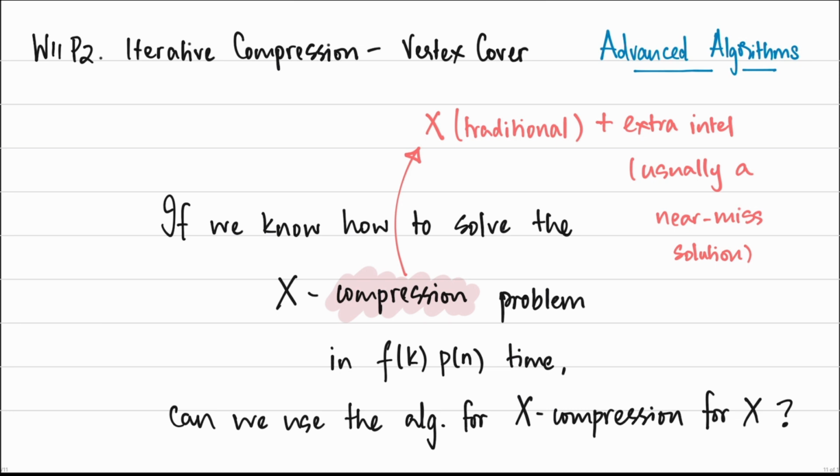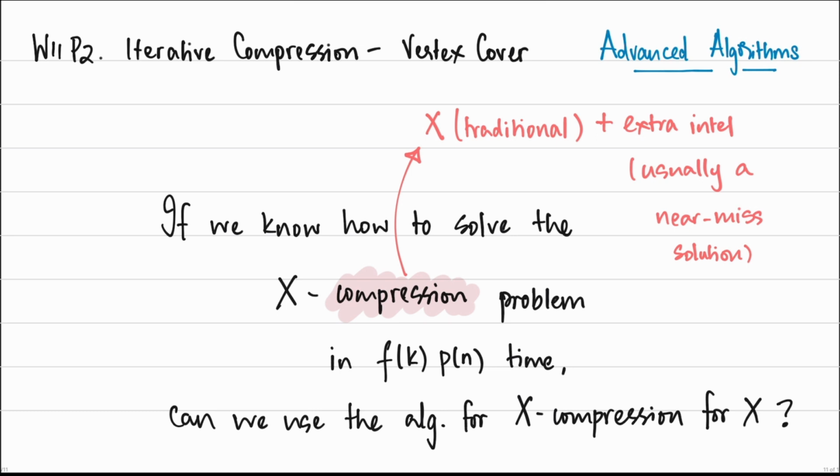Now the question is, if we knew how to solve this version where we have some additional help, can we use that algorithm to solve the base problem? And the answer, of course, depends on various things. It depends on the problem itself. It depends on what the compression variant looks like and so on. So let's walk through how we can use the compression algorithm to solve the base problem for vertex cover in the way that we've stated the compression problem.